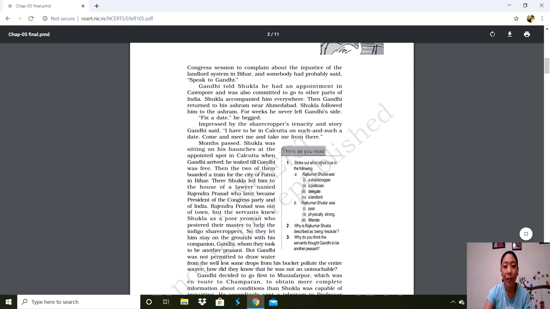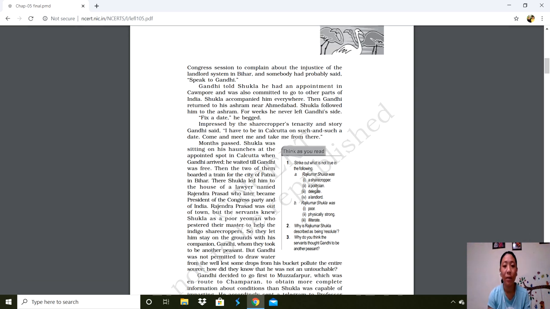You see here, think as you read. So strike out what is not true in the following, right? So you have to strike the options which are not true, right? So Rajkumar Shukla was a sharecropper. So do you think Rajkumar Shukla was a sharecropper, a politician, delegate, or a landlord? So which are the options that you are going to strike out? You're going to strike second, a politician, because he was not surely a politician, all right? And he was not a landlord, all right?